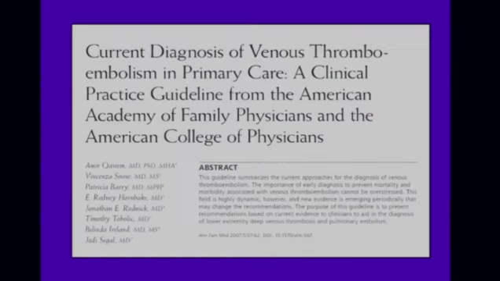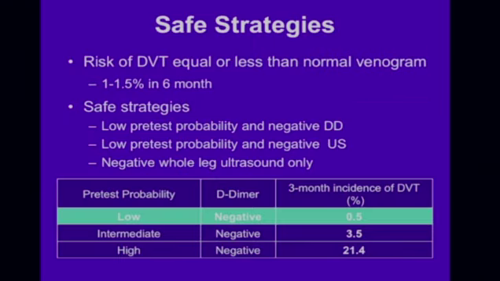And this has been described in many different pathways. This is from the American Academy of Family Physicians and the American College of Physicians, and this strategy is a reasonable one. So what do we mean by a reasonable strategy? Well, the risk of DVT after a normal venogram, which is the gold standard, is about 1 to 1.5% in 6 months. And so safe strategies can meet this goal.